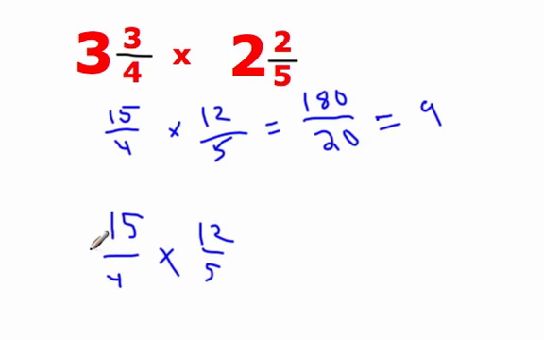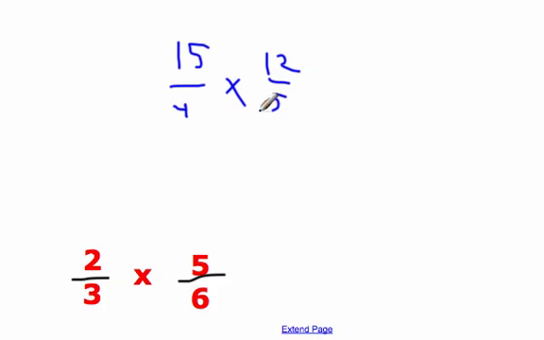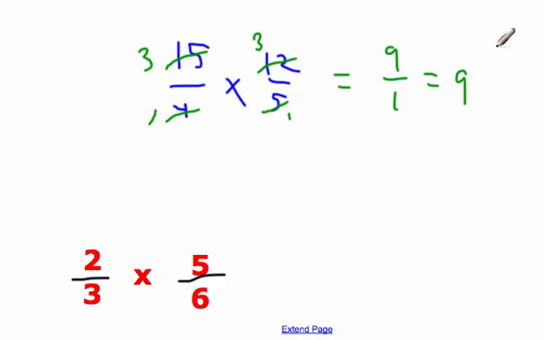We're going to use cross-reducing, and what I mean by that is 15 and 5 have a common factor. We know that 5 goes into both of them, so I'm going to divide this by 5, and I get 1. And then I'm going to divide 15 by 5, and I get 3. And you can actually do the same thing right here. If we divide 4 by 4, we get 1. If we divide 12 by 4, we get 3. And now all you're doing is 3 times 3, and that's 9. And on the denominator, we get 1. That equals the same thing we got up here.